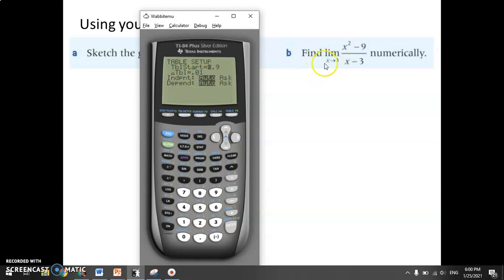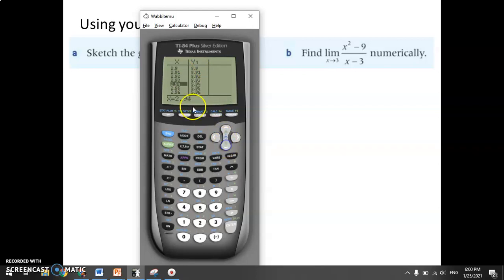So I'm trying to get close to x equals 3, and I'm starting on the left side, so I'm putting 2.9, that's pretty close, and I made a small increment of 0.01. So every value in the table will jump by 0.01. And now you go second and table, and it will show you the table. Instead of the graph, it will show you the table for this function. So here's a table. So when x is 2.9, y is 5.9. When x is 2.91, y is 5.91.